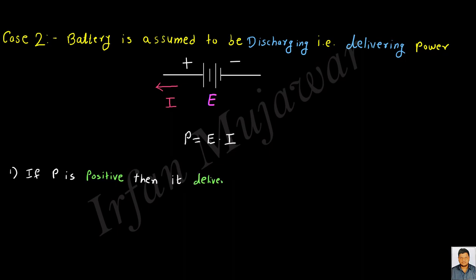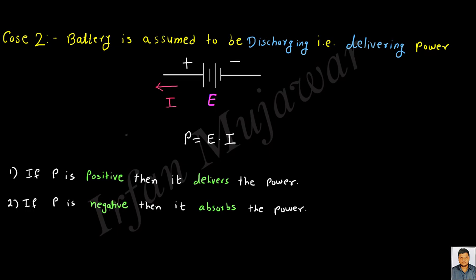And if P is negative, then actual power will be flowing into the positive terminal. That is, we can say that the battery is absorbing the power. So in the second case, if P is negative, now what is the behavior of the battery in the first case? As you can see, in the first case, if it delivers the power, then the battery is discharging, and if it absorbs the power, then the battery is charging.